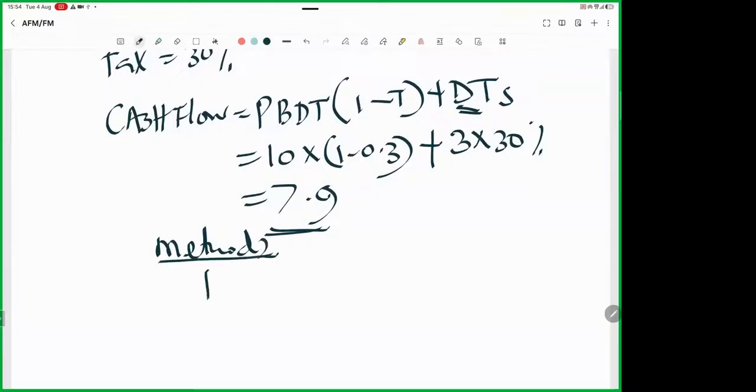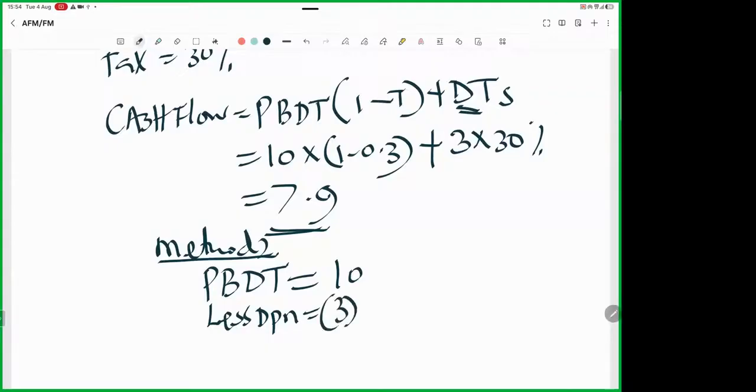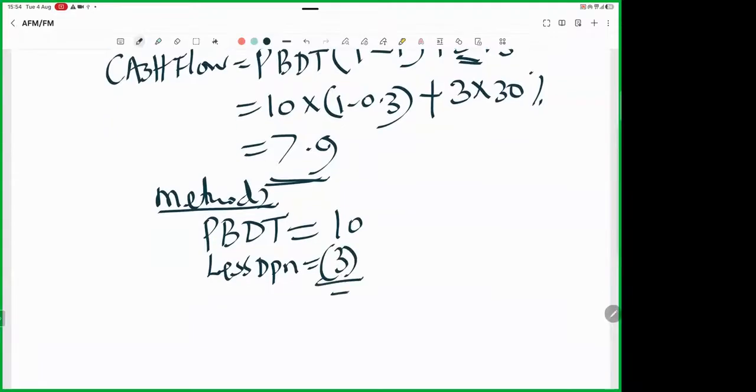Some students will tell you, Mwalimu, we have this profit before depreciation and tax of 10. Go ahead and less depreciation, because in finance depreciation is normally allowed for purposes of tax. So we less depreciation of 3. So then they are able to get 7. Now remember, this will be profit before tax.